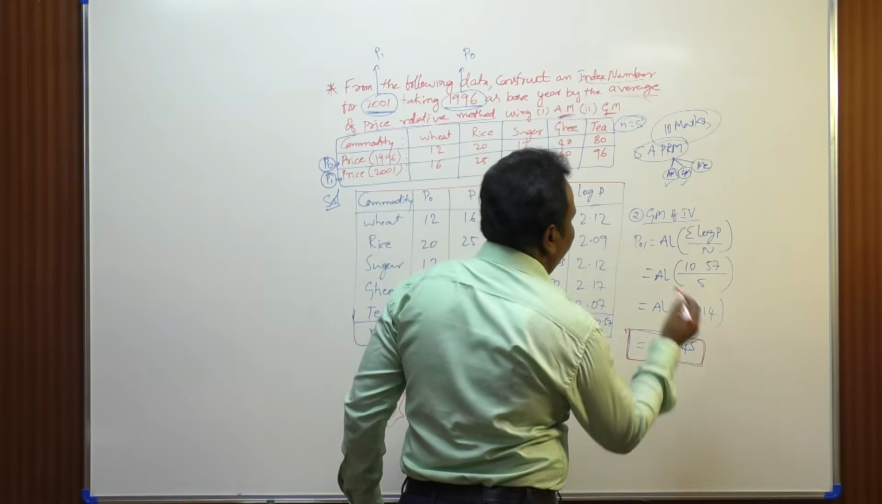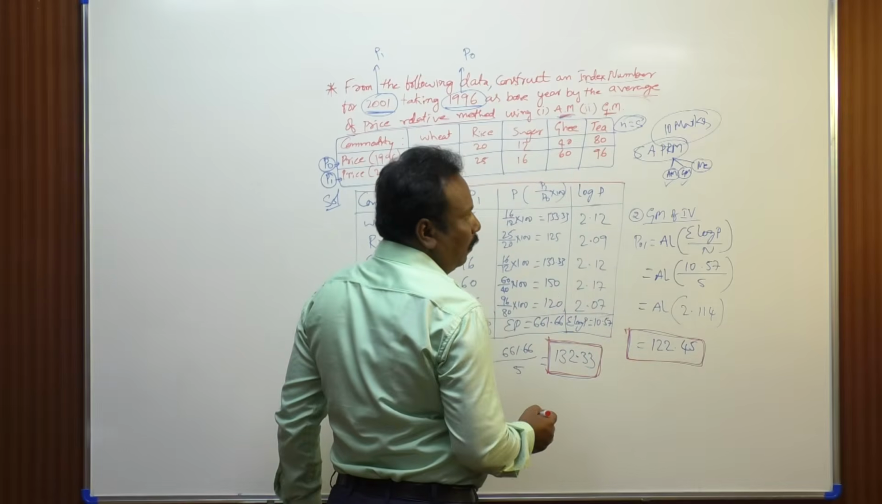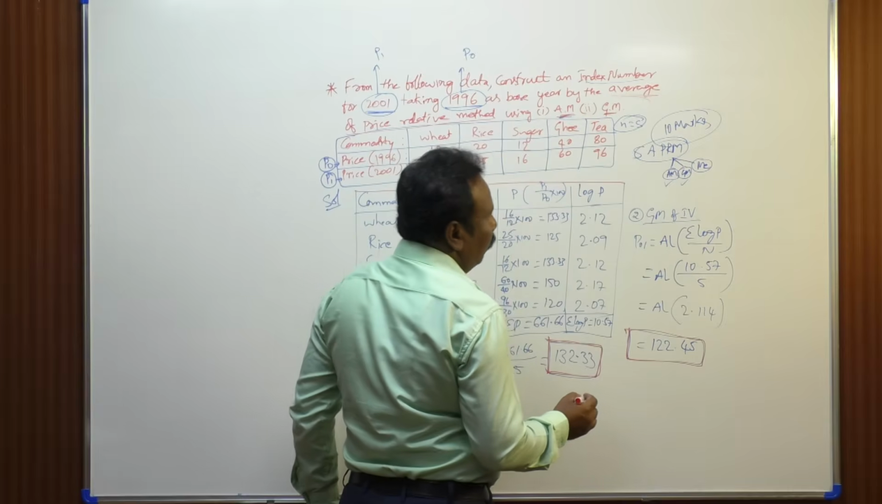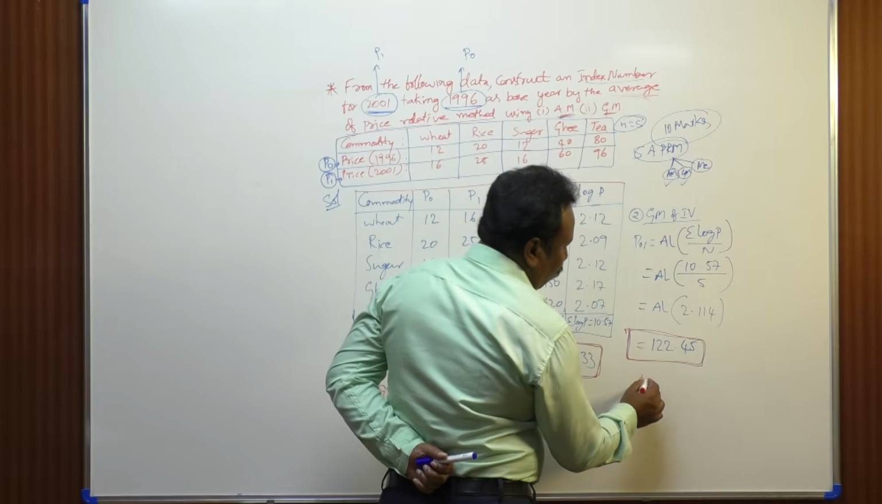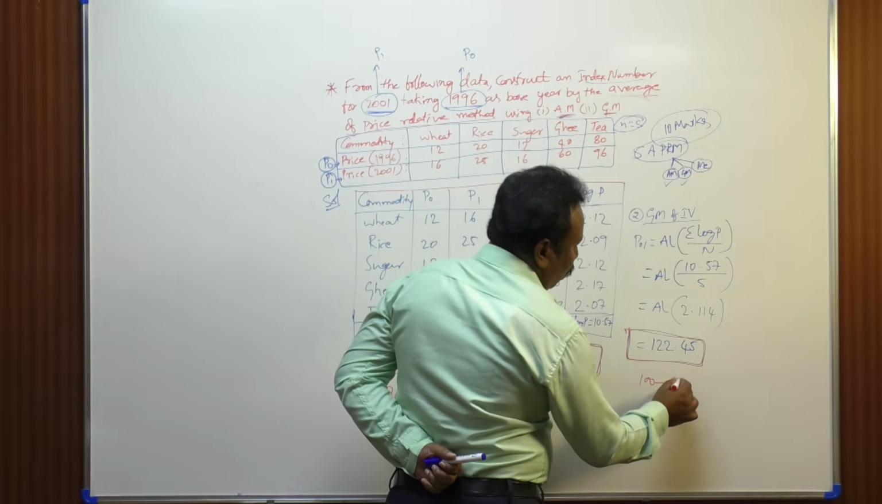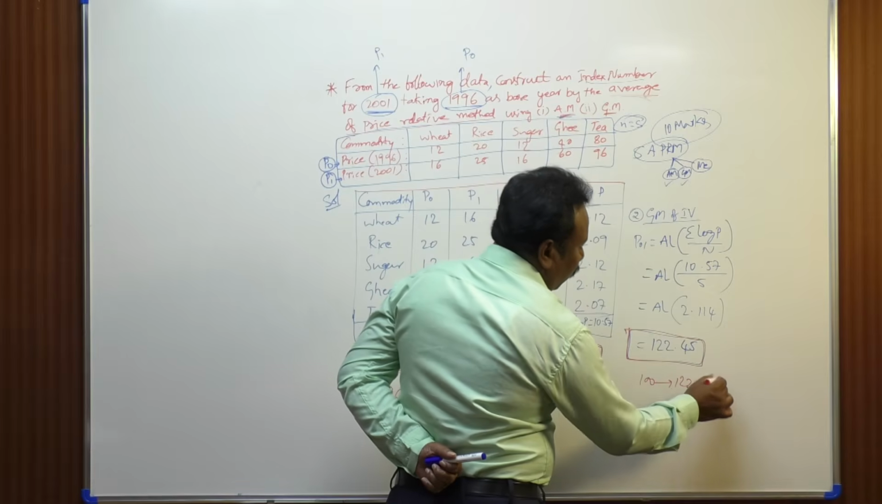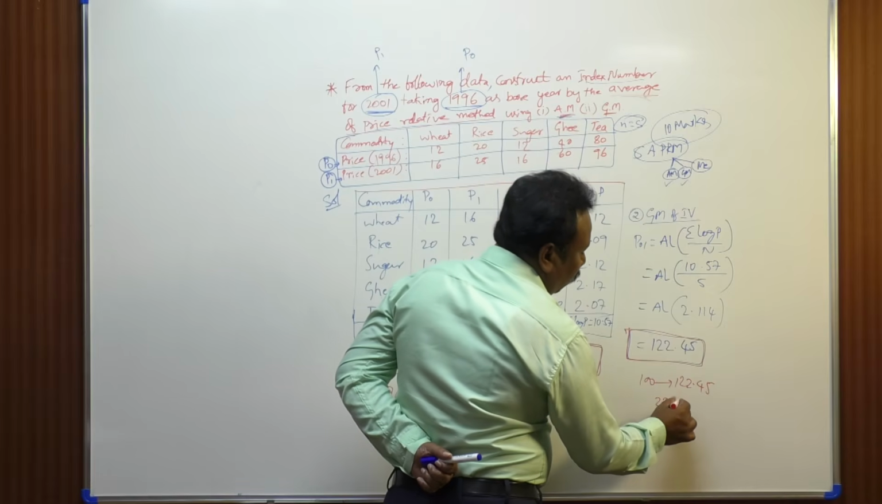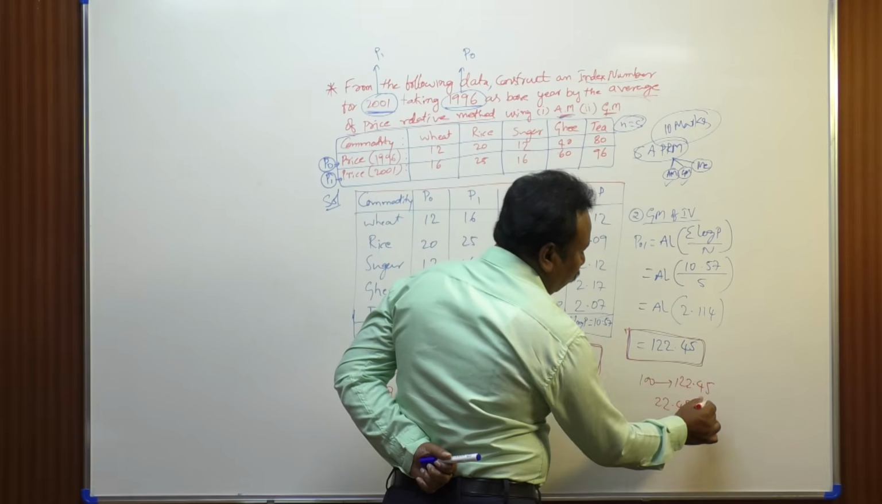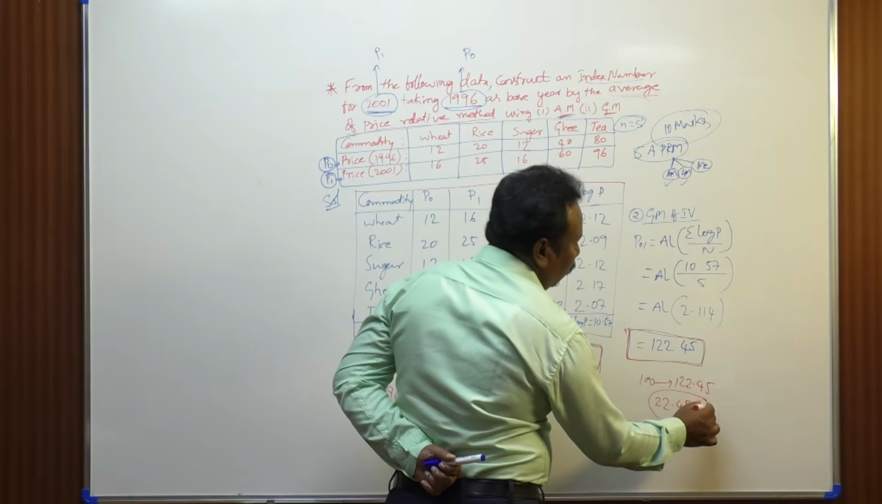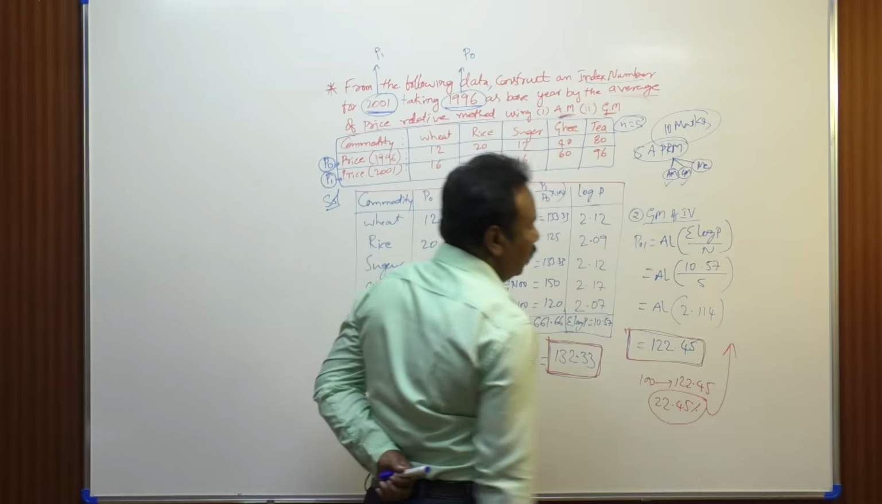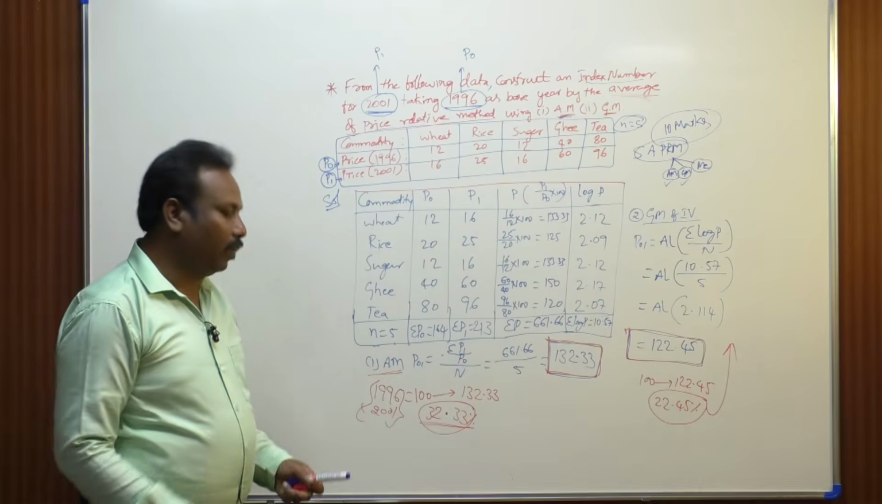that is the index value according to the geometric mean of index value. So, 100 has increased to 122.45. It means 22.45 percent of commodity price has increased. That is the meaning of the solution of this.